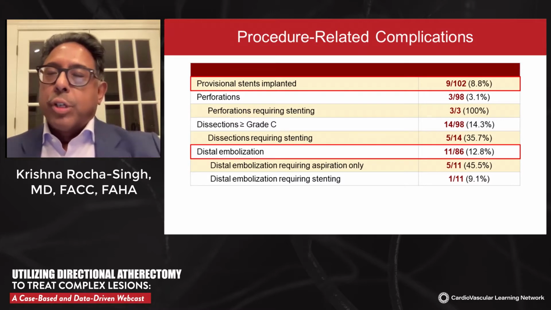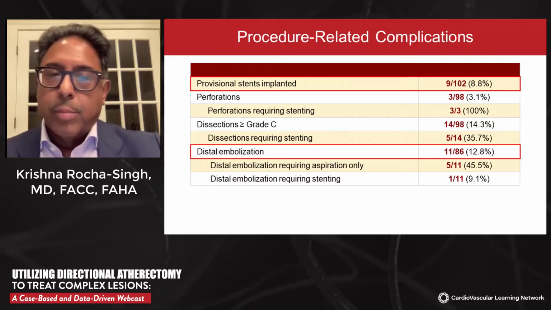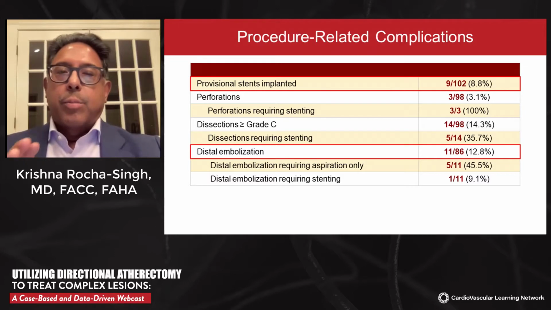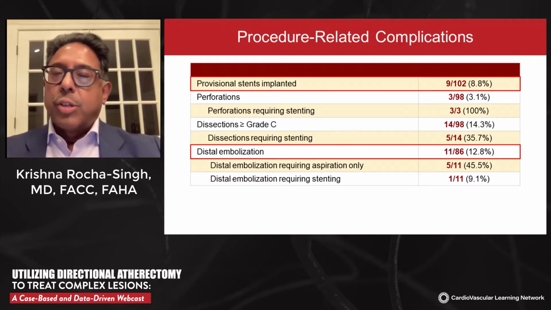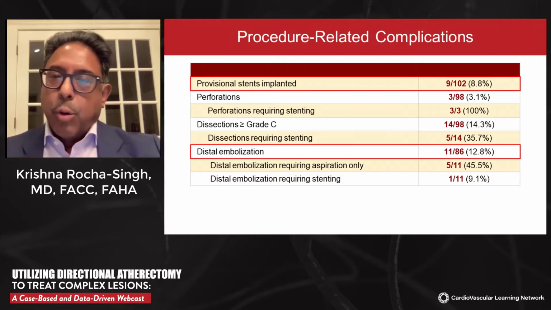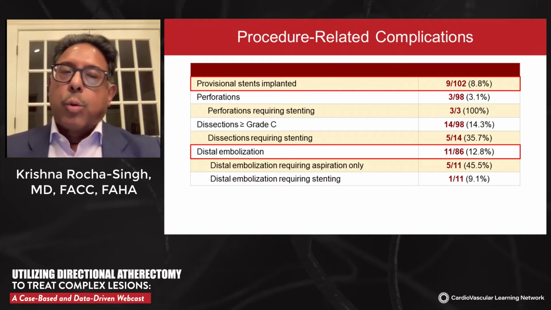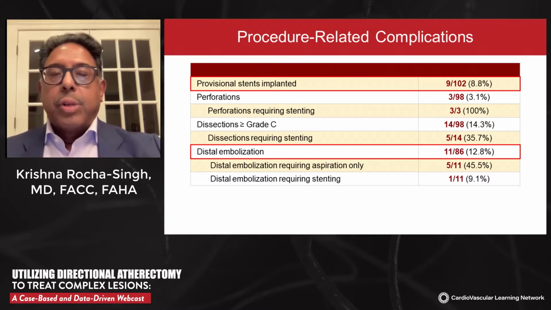Importantly, when we look at procedural complications, this was an adjudicated trial, a prospective trial that had 3 core labs. And we were able to, at each point, look at the procedure-related complications. Importantly, I want to suggest to you that in this very difficult cohort, only approximately 9% of patients required provisional stenting. You see here the rates of perforation, Class C dissections, and embolizations.